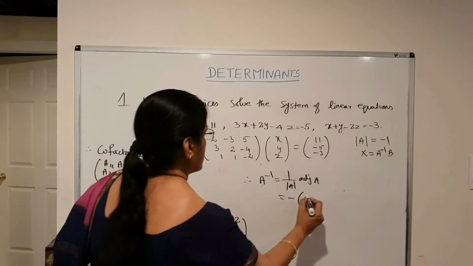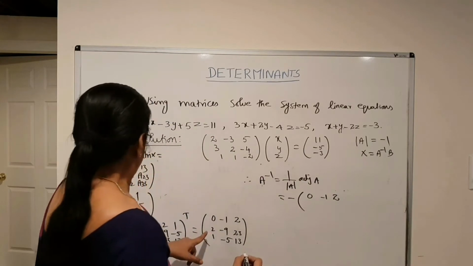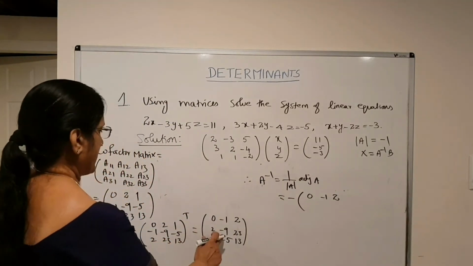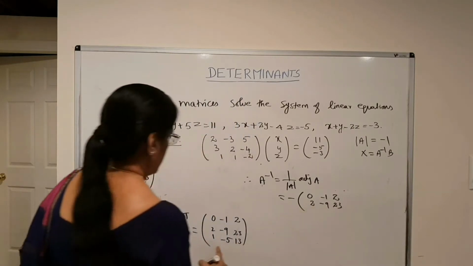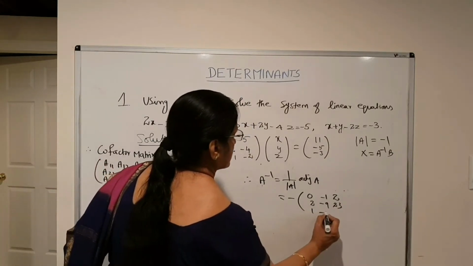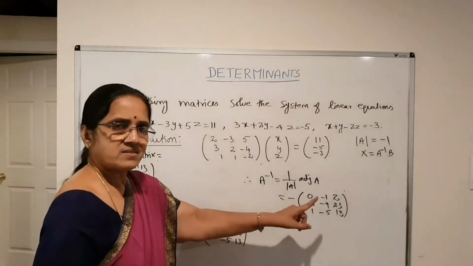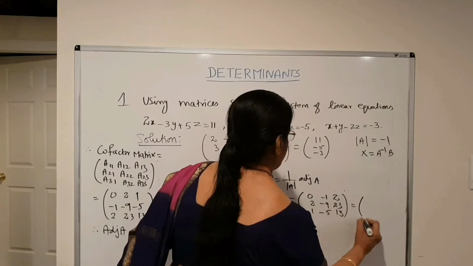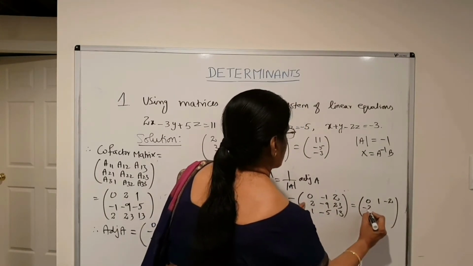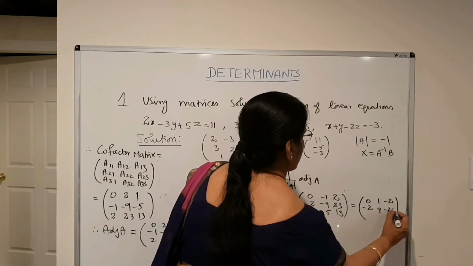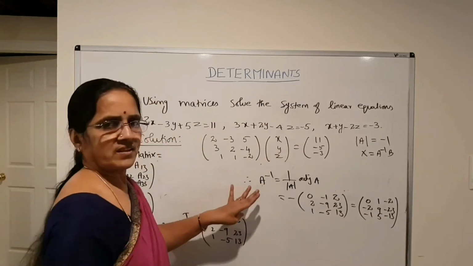Adjoint A is 0, minus 1, 2, then 2, minus 9, 23, 1, minus 5, 13. Okay. Let me take the minus sign inside. I will be getting this as 0, 1, minus 2, minus 2, 9, minus 23, minus 1, 5, minus 13. So I got A inverse.